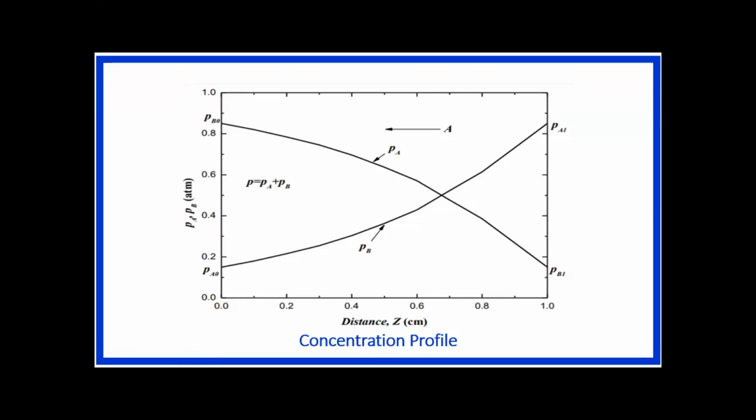So on the x-axis distance is there, and on the y-axis P and PB are there. So you can observe the relationship between PA, PB and capital P, PA, PB with respect to the distances through this concentration profile. Thank you.